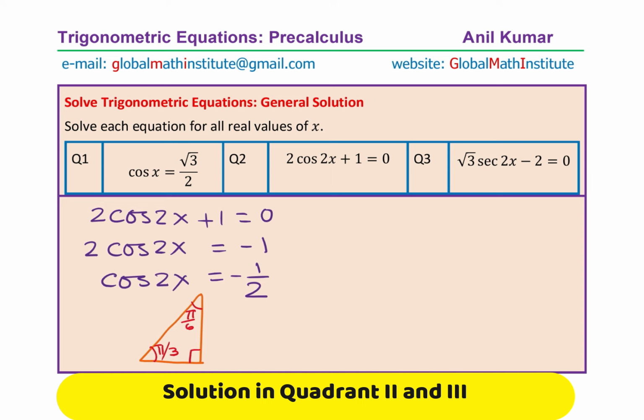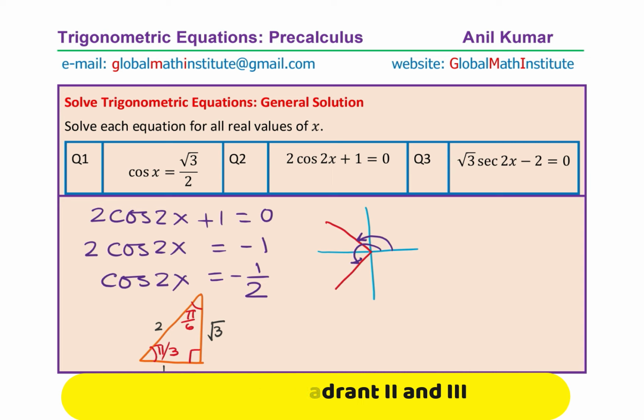And pi by 2. The sides related will be 1 to square root 3. So minus half means what? Well, minus half means that now we are looking into the solution in quadrant 2 and in quadrant 3, right? So those are the solutions which we are looking into. Correct. Now what is the related acute angle?